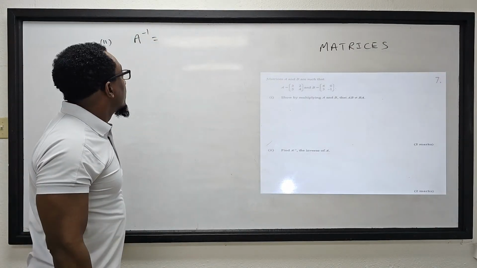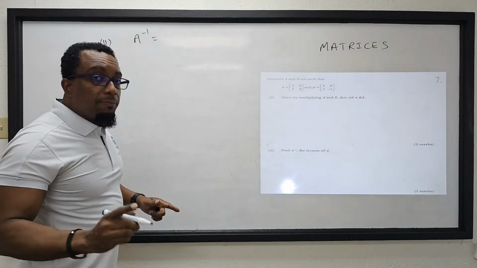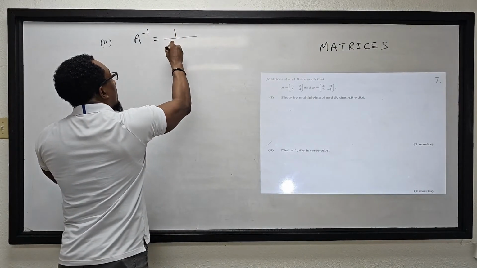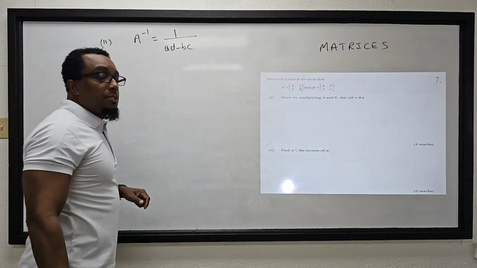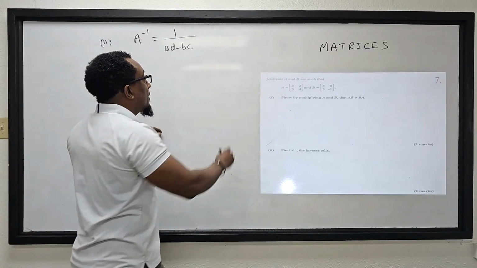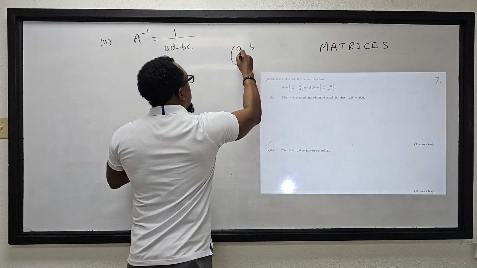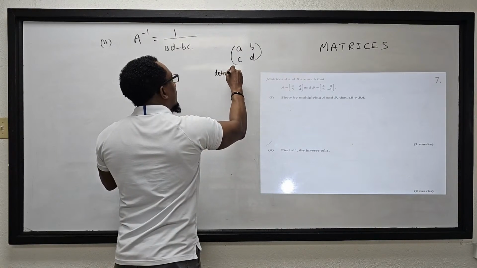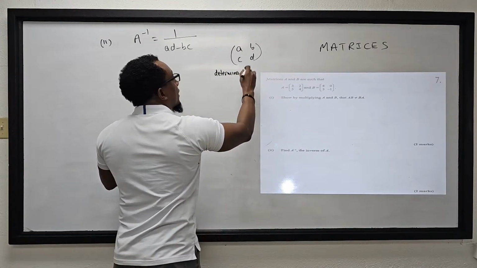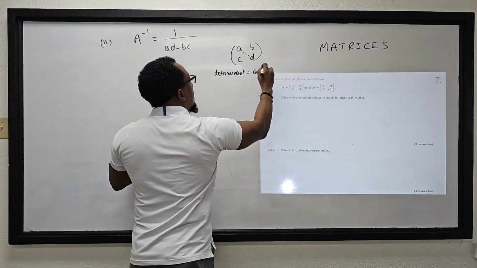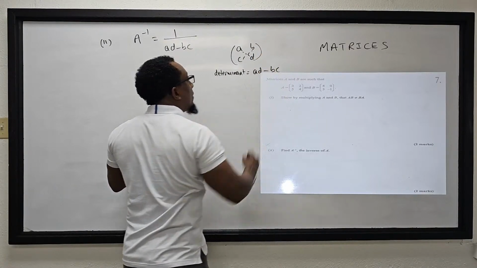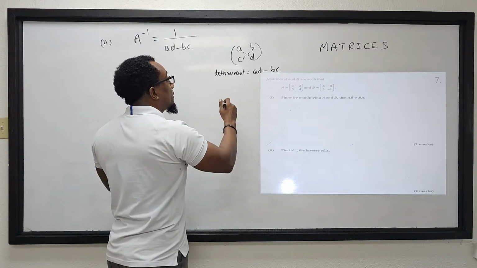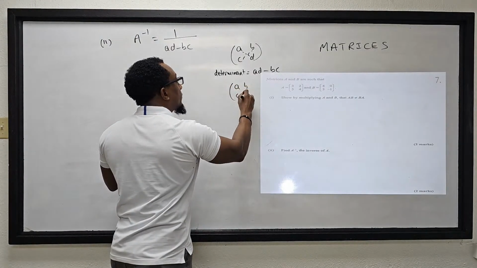So to find the inverse, you have to know what's the formula for the inverse. It's always 1 all over your determinant. Remember the determinant is, let me write it back here, we have a matrix A, B, C, D. The determinant is A multiplied by D minus B multiplied by C. That's the determinant.